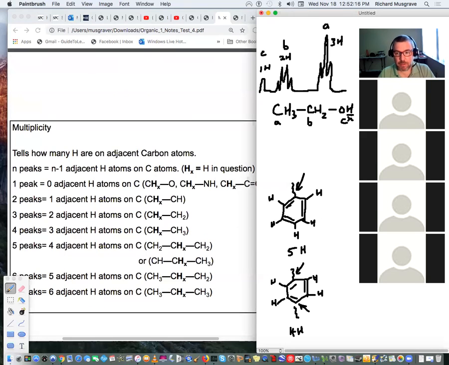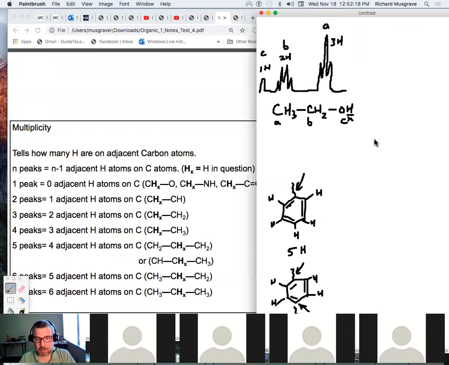Now you'll also notice when we talk about these multiple peaks that there's a certain pattern to the way their intensity is set out. Okay, I'm going to show you something here.